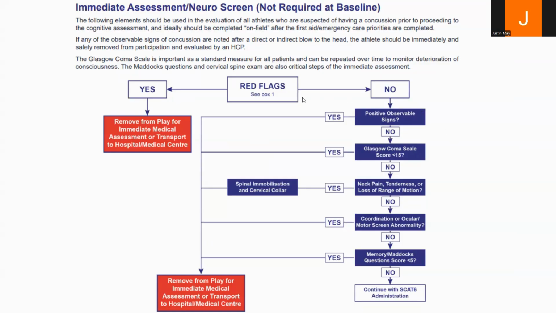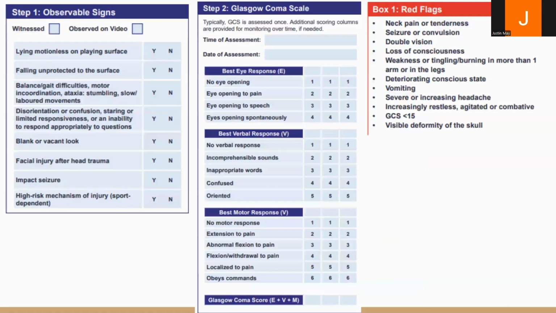And then there's also some red flags that if they're not observed, then we're going to go ahead and continue on. If positive signs show up in any of our tests further, we will go ahead and immediately remove them from play and transport. Next, we're going to have the observable signs that we have on the on-field assessment.